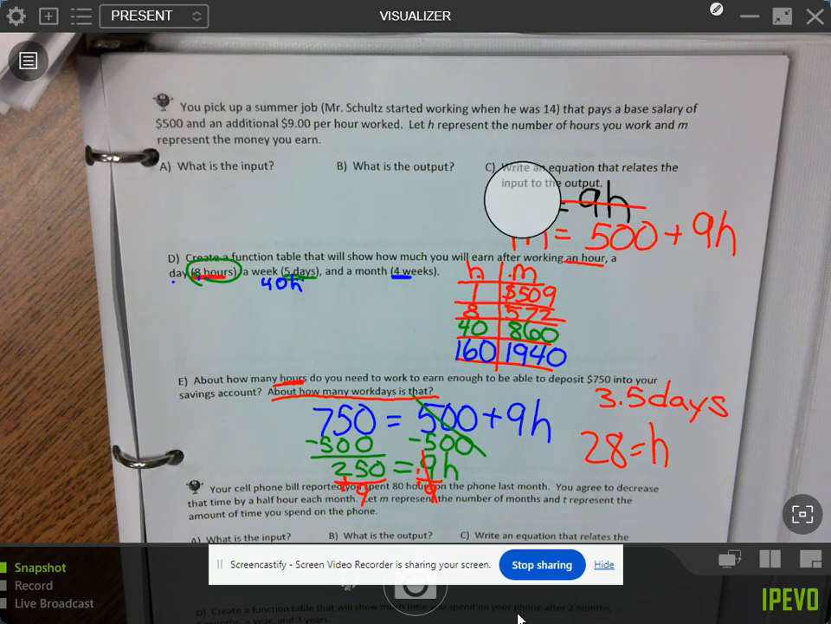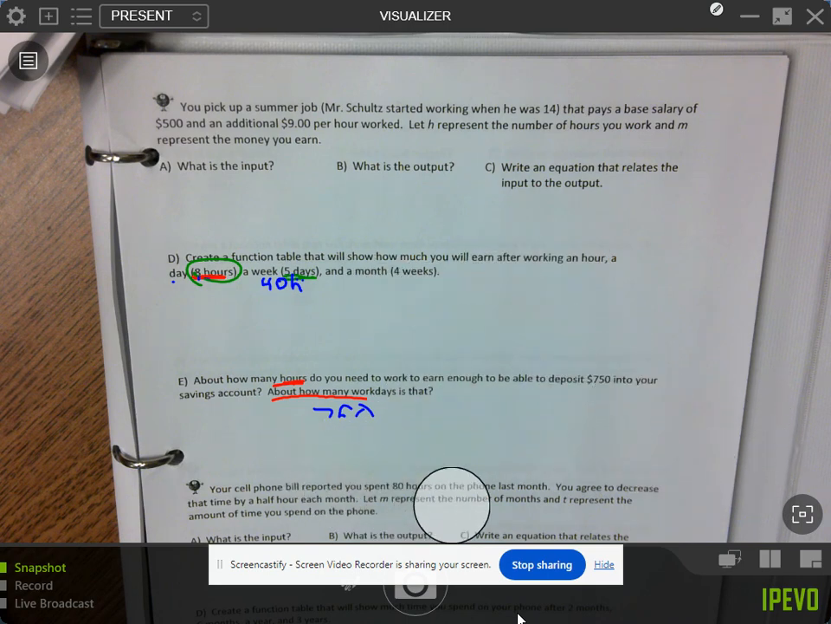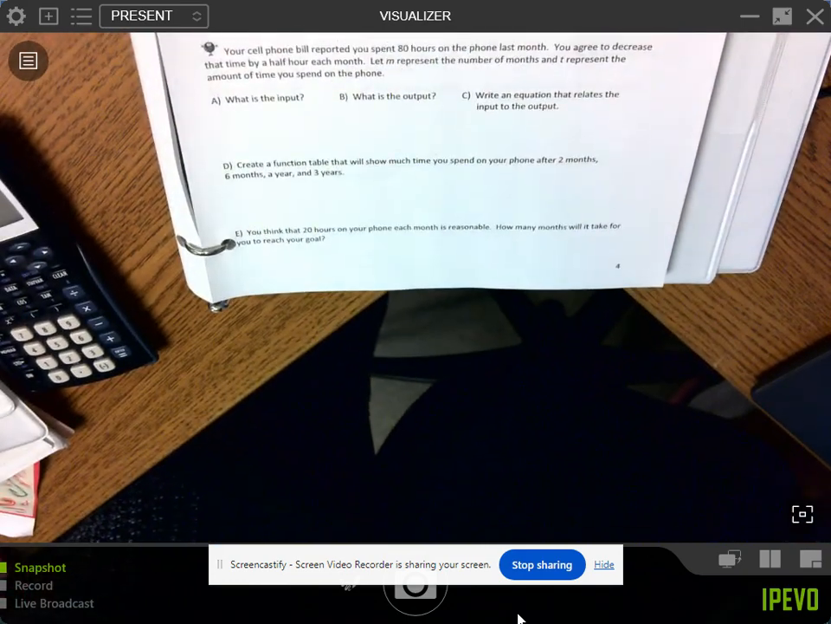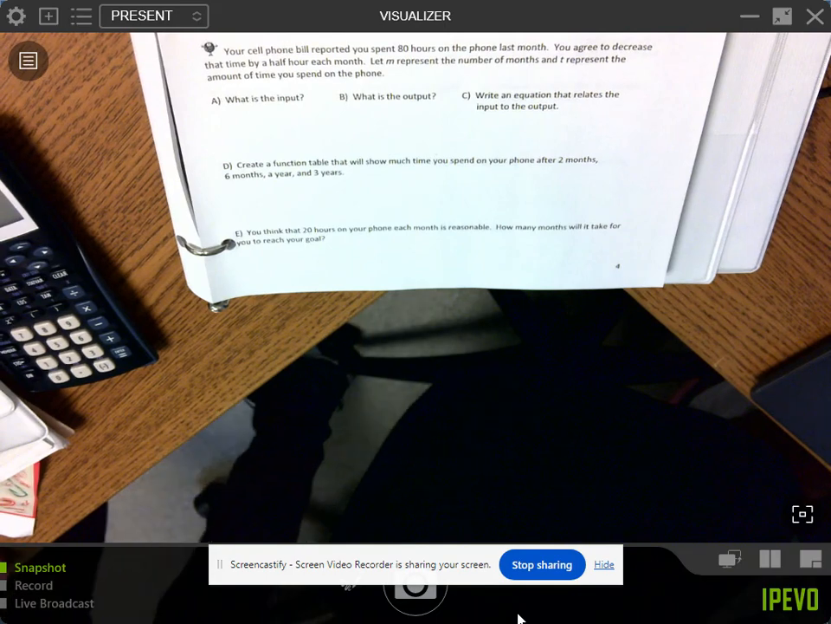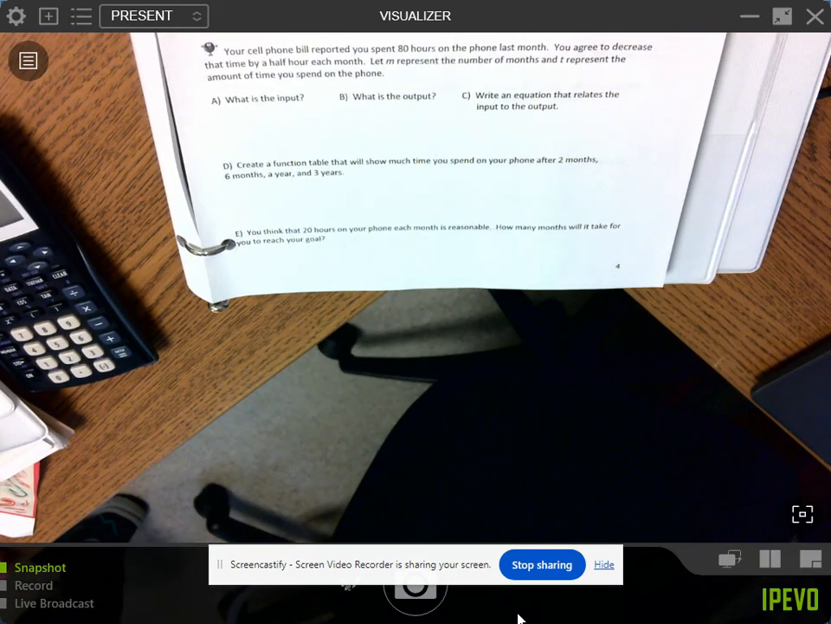Let's look at our next one. Your cell phone bill reported you spent 80 hours on the phone last month. You agreed to decrease that time by half each month. Let M represent the number of months and T represent the amount of time you spend on the phone.